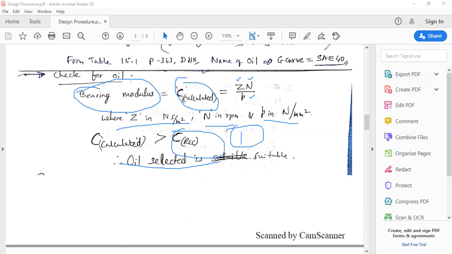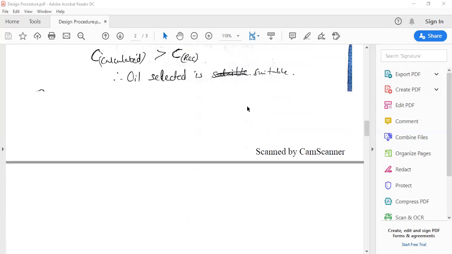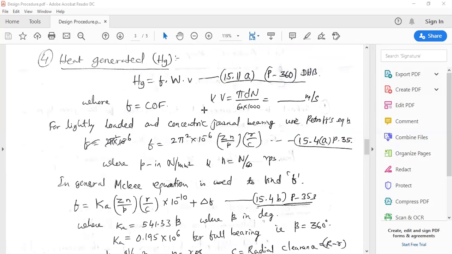After completion of the third step, the next step is the fourth step, where we have to calculate the heat generated. There are three important values that we have to know. Hg is equal to F W V, where F is the COF, that is the coefficient of friction, W is the load acting on the bearing, which will be given, and V is the velocity.